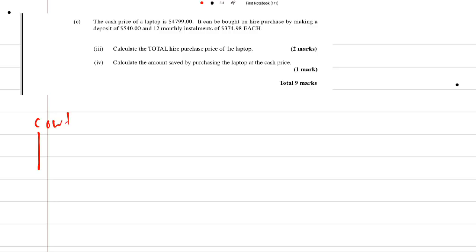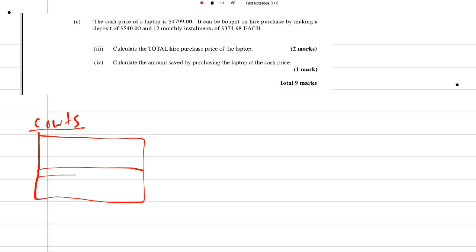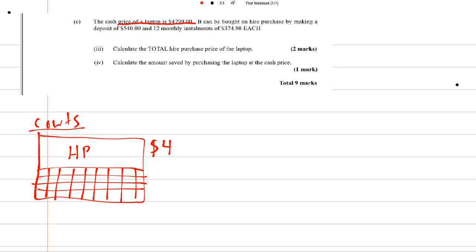Everybody's supposed to know what Courts is, right? You go in Courts to see a laptop. I could draw the laptop, let's get all visual here. I can't draw an Apple, so I'll draw an HP laptop. You look at the HP laptop and you realize the price of the laptop is $4,799. That is the cost of the laptop.